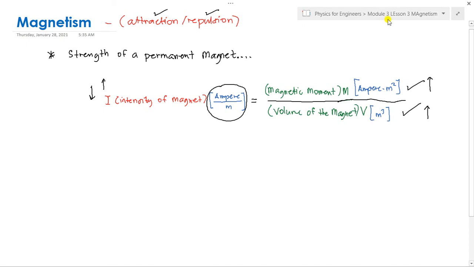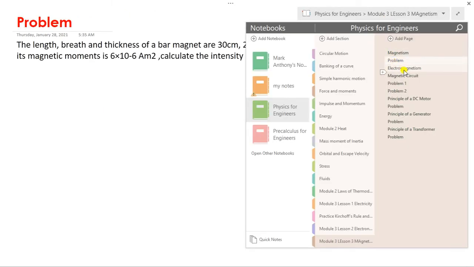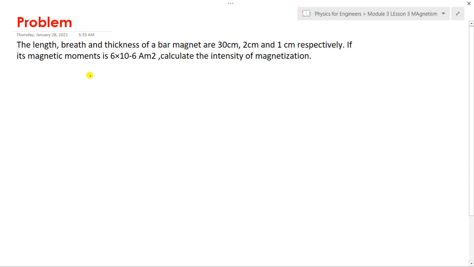Let's proceed to a sample problem for our permanent magnet. Here, the length, breadth, and thickness of a bar magnet are given. The given: the length of our permanent magnet is 30 cm, which we convert to 0.3 meters. The width is 2 cm, so that is 0.02 meters. Then, the height or the breadth is 1 cm, so that is 0.01 meters.